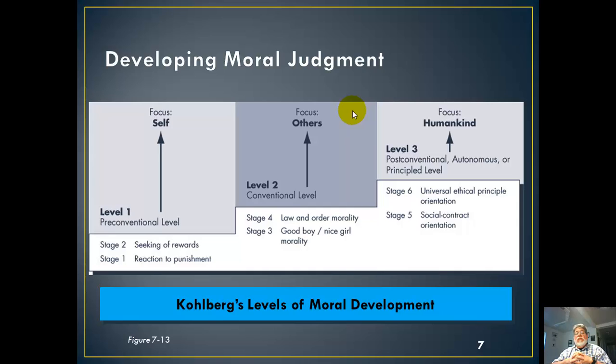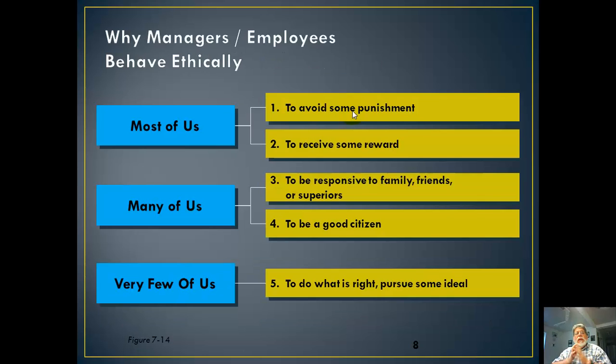Level 3 is the post-conventional, autonomous, or principled level, which has several ways of describing it. It's looking at humankind. It's getting more abstract. It is not focused on just good and bad. Here we have universal ethical principle orientation, that what's good here may be good in other places. And we take a look at a social contract orientation, of what is the role of the individual towards society. Anyway, your textbook describes it. Please go in and study this. Again, please.